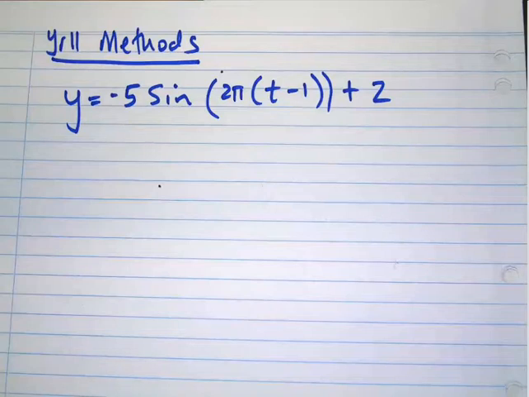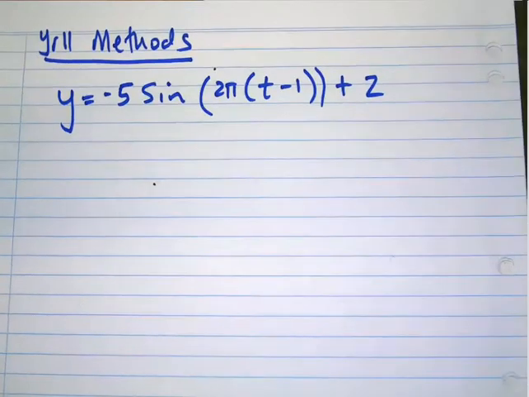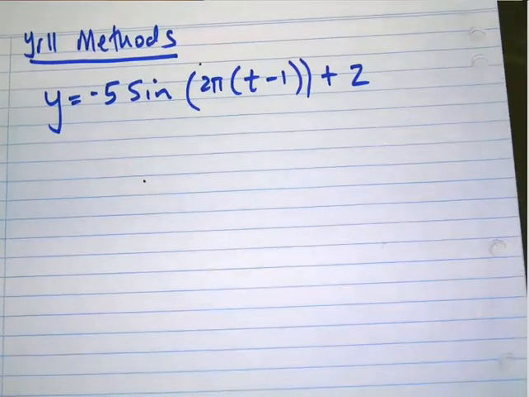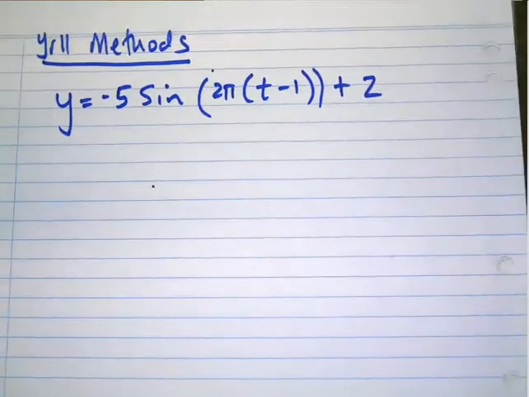This is for Euler methods, and it's how to interpret circular functions. I've got a particular function here, y equals minus 5 sine of 2 pi (t minus 1) plus 2. Now, what do all the bits of the equation mean?